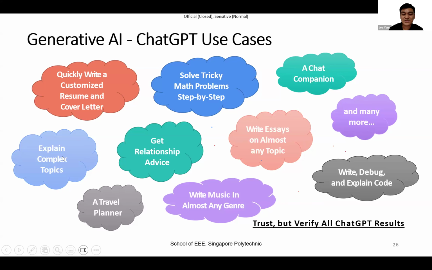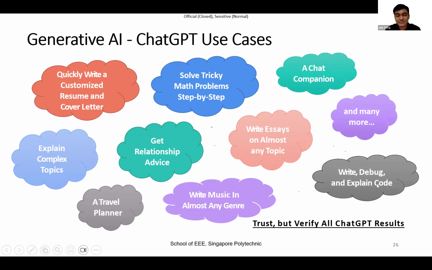For example, if you're a student studying certain topics that you can't really understand, you can just copy the topics to the AI and let the AI explain them to you in maybe a layman way. You can also seek relationship advice through AI. I love to do travel planning through AI as well, and write music in almost any genre.